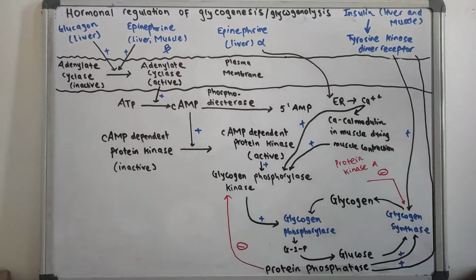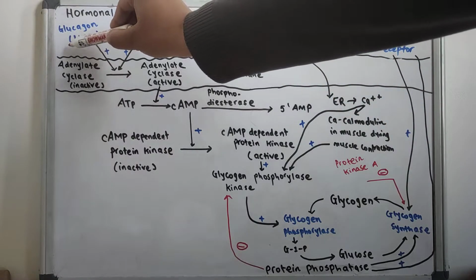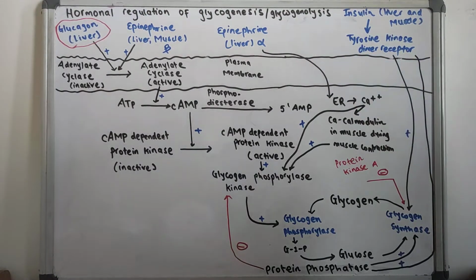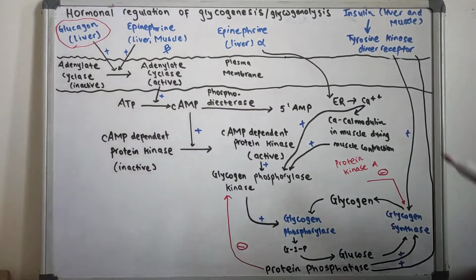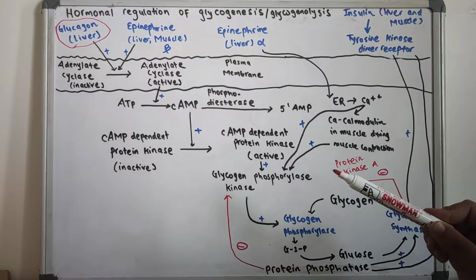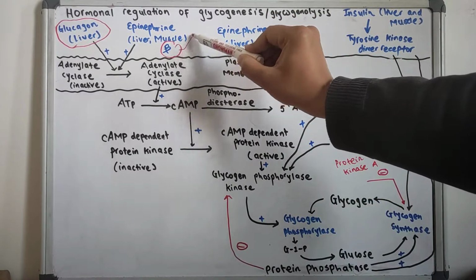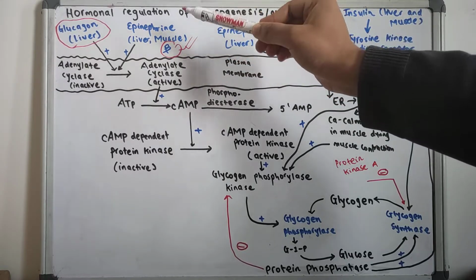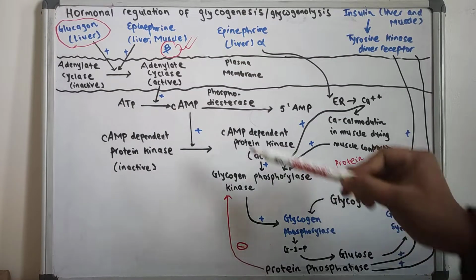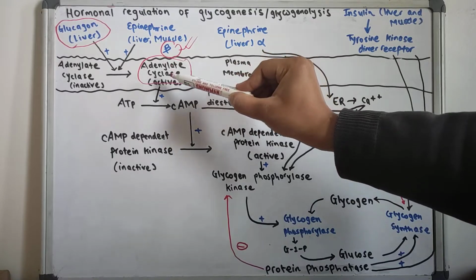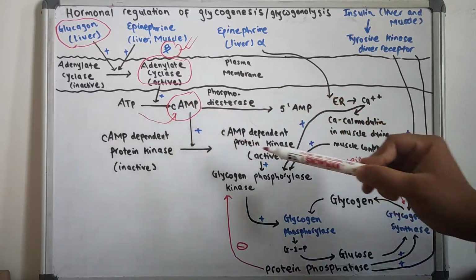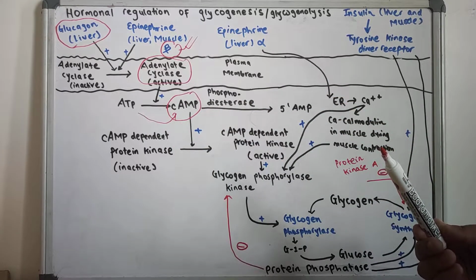So now let's talk about this. Glucagon, which acts in the liver, will act through the glucagon receptor present in the plasma membrane, and also epinephrine, which is found in the liver and the muscles, will act through the beta receptor. Glucagon, and epinephrine through the beta receptor, will activate adenylate cyclase. This activated adenylate cyclase will convert ATP to cyclic AMP, so there will be more availability of cyclic AMP.